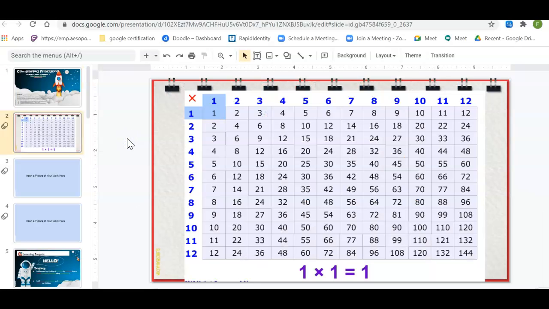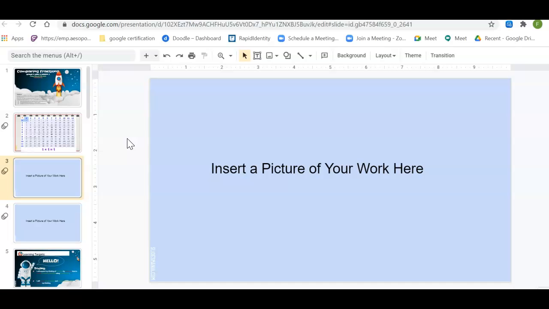On our next slide, this is your multiplication table that I always put in there for you to use as a resource if you need it to go back and check any multiplication facts. And on the next couple slides, this is a place where you are able to put a picture of your work. So if you're working in your binder or working problems in your notebook, your teacher needs to see your work. So you take pictures of your work and insert it into these slides.